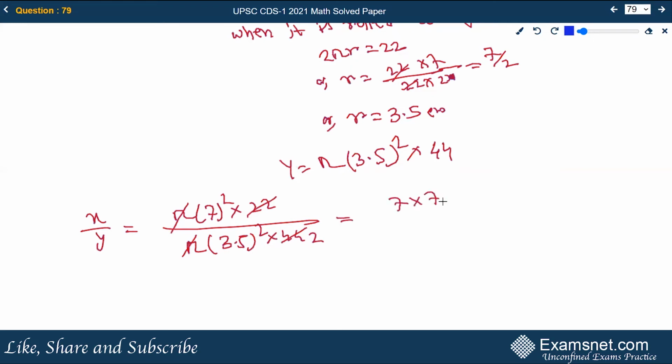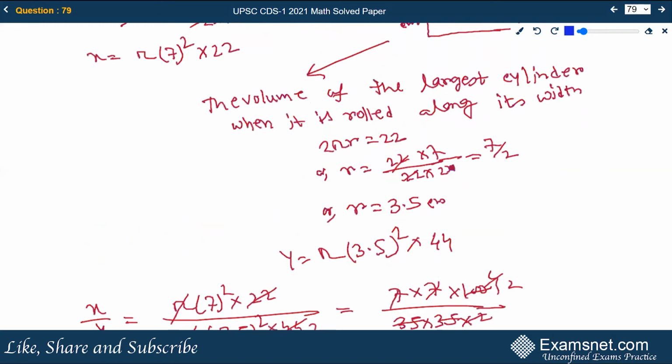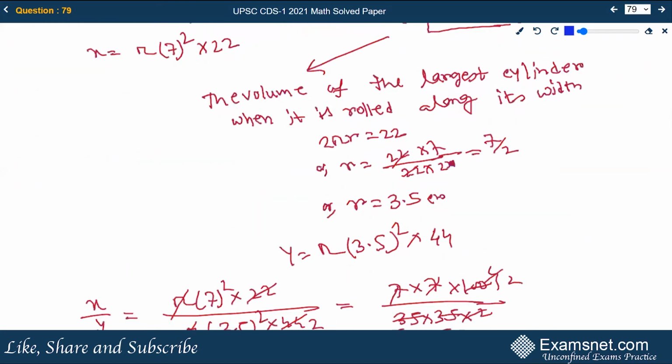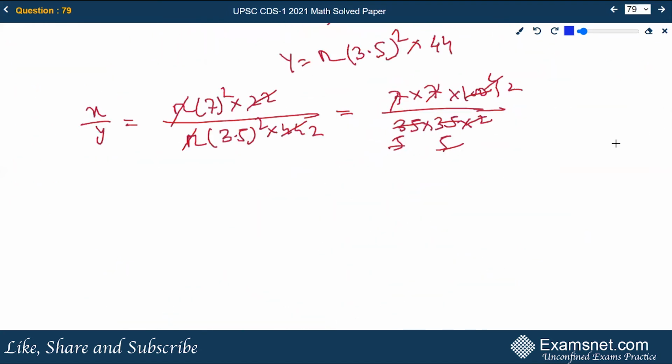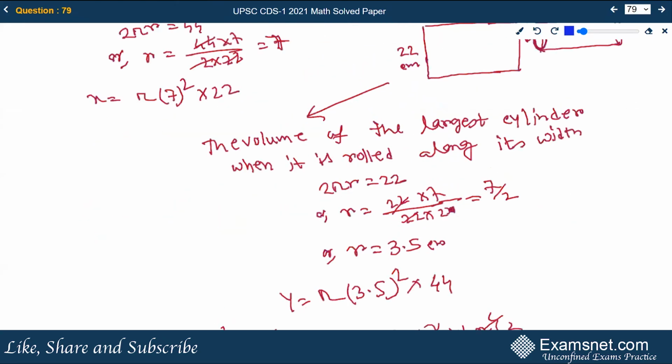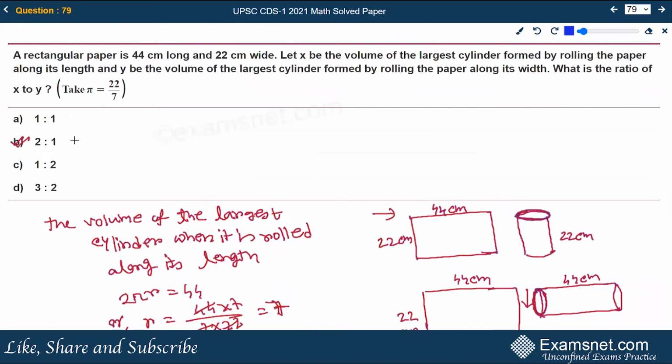So calculating, I can see I get only 2 by 1. It is written here. Therefore, x is to y, that is 2 is to 1. Here, option B is the correct answer, 2 is to 1.